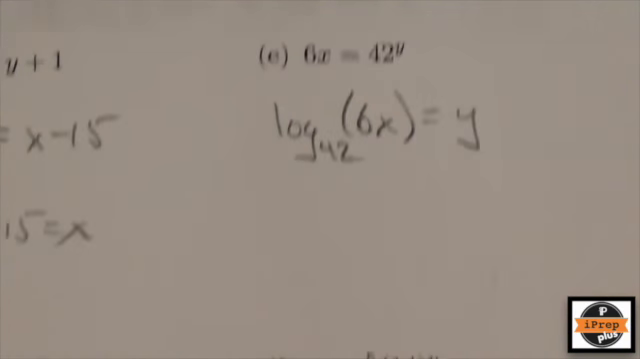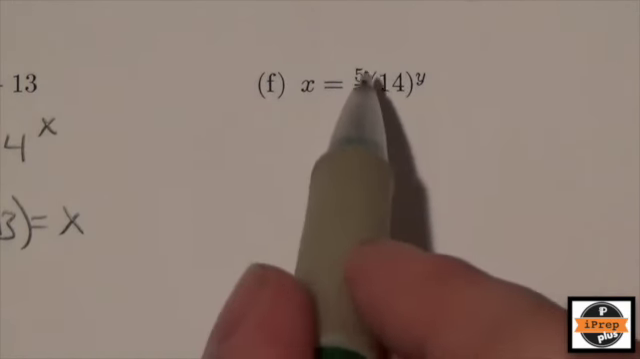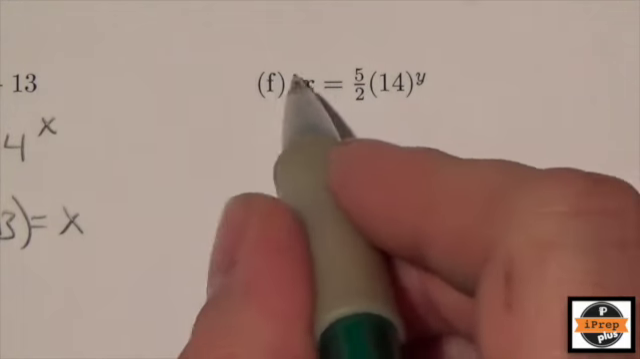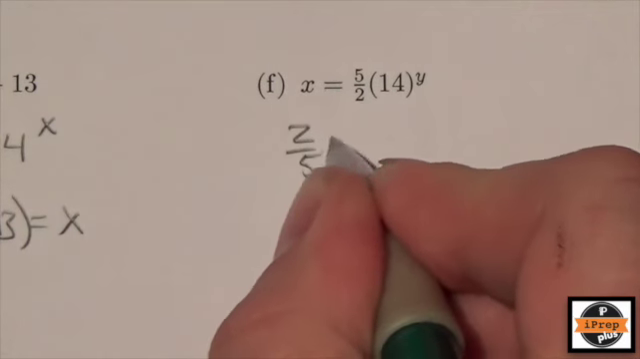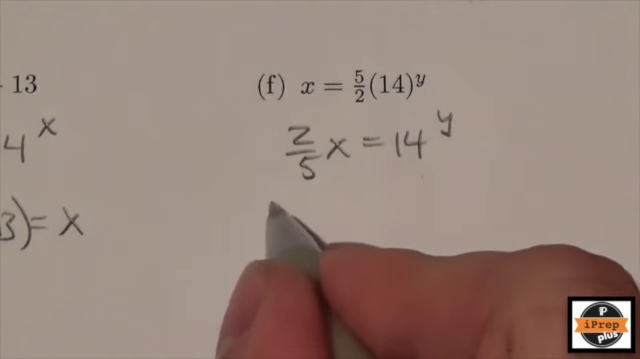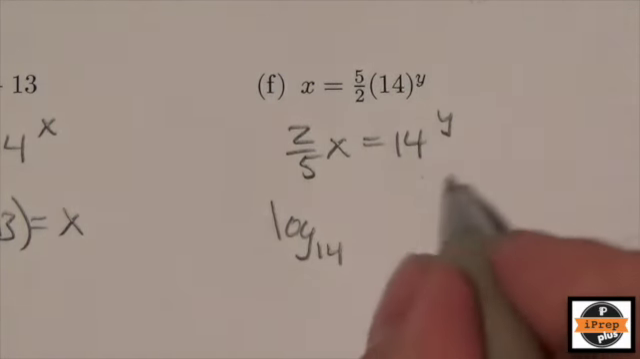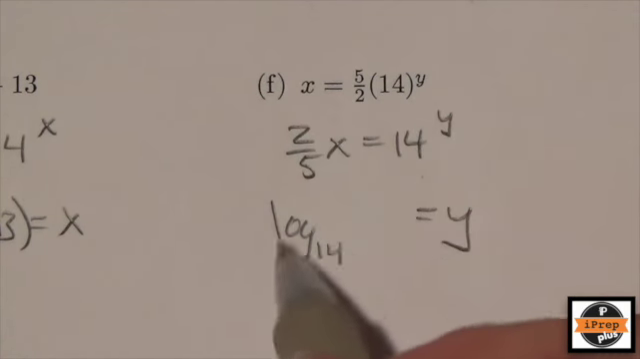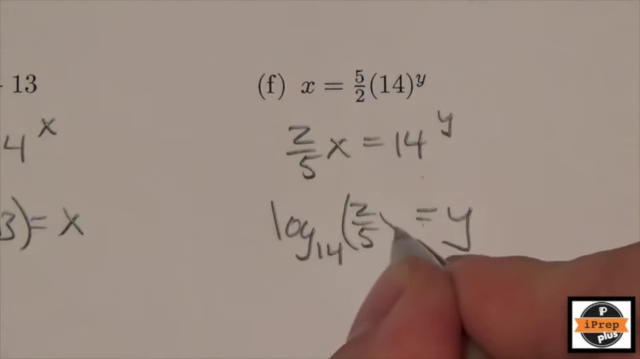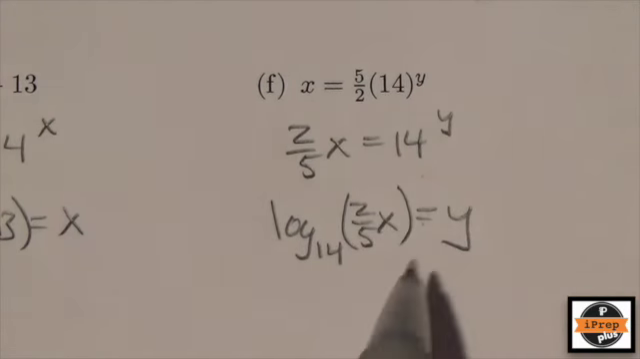And now, finally, f. x is equal to 5 halves times 14 to the y. First thing that we've got to do is get that exponential function isolated. So I'm going to multiply by 2, divide by 5. So 2/5 of x is going to equal 14 to the y. My logarithm is going to be log base 14 because the exponential function has a base of 14. It's going to equal y because my logarithm is the exponent. The exponent here is y. And then again, what's on the other side of the exponential function is the argument of the logarithm. So log base 14 of 2/5 x is equal to y. And there we go.